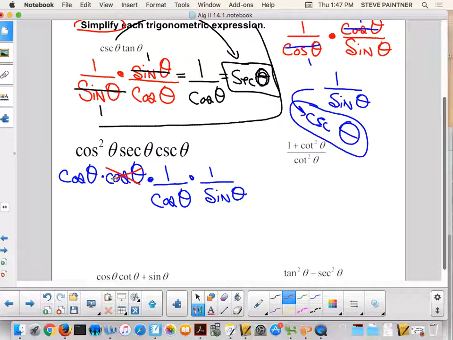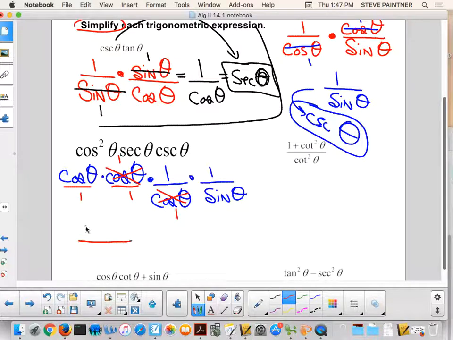Probably cancel a couple things out, right? 1, 1. Did you want me to cancel both of them? Is that what you were thinking? Because I only have 1 cosine on the bottom. I can't do both up top. So what do you get on top when you multiply?